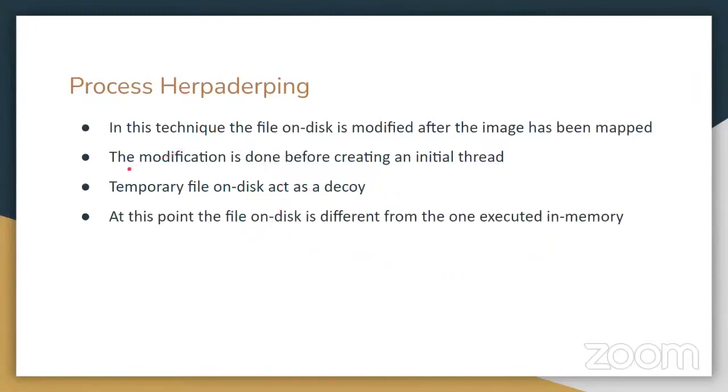So if we modify the file which is on the disk before creating an initial thread, what will happen is the antivirus will go and scan the image section as well as the file on the disk, and the security product will find that the file on the disk is different than the image section which is executed in the memory. So this will fool and evade most of the security products. That's why it is necessary to modify the file on the disk in this process hyperdumping technique.